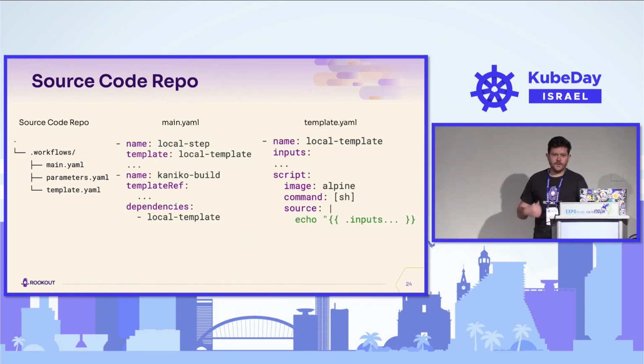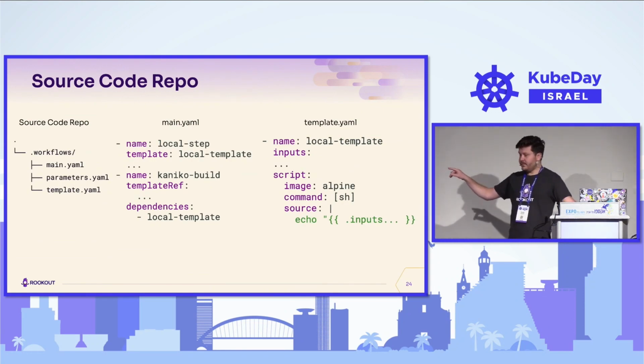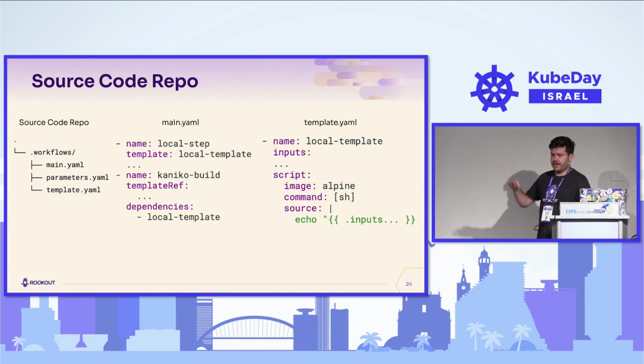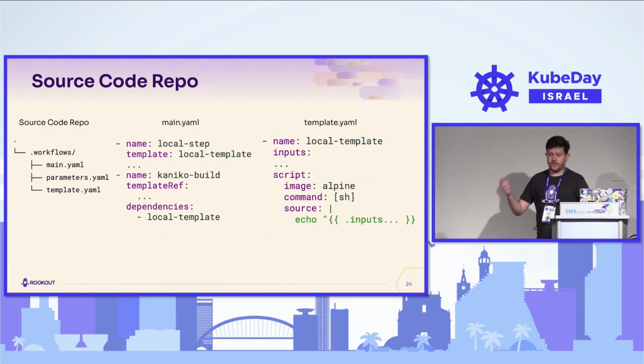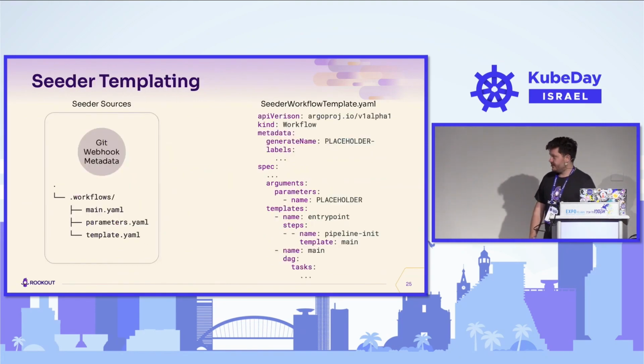So back to our interface to the developers. So we have a .workflows folder that's going to have main YAML, that's actually the logic of the pipeline. It will create a DAG inside of it, the directed acyclic graph, global parameters, and the template YAML that's going to populate all the implementation of the steps that we will reference from the main YAML file.